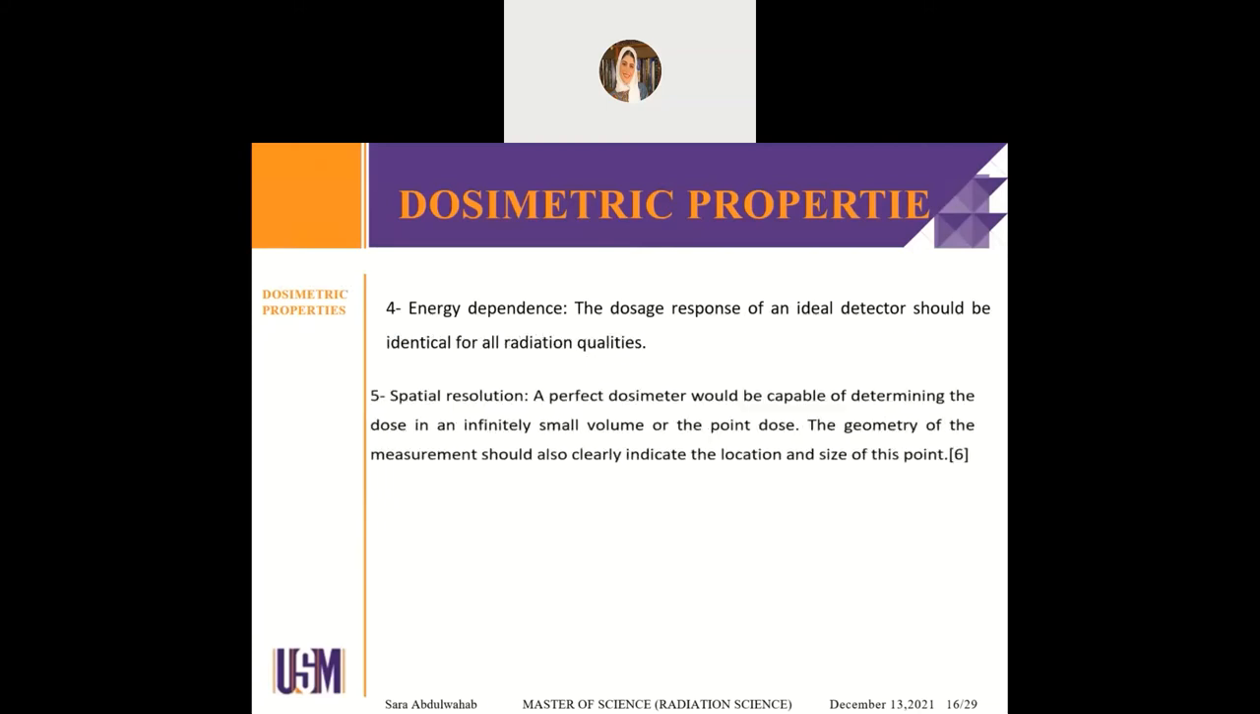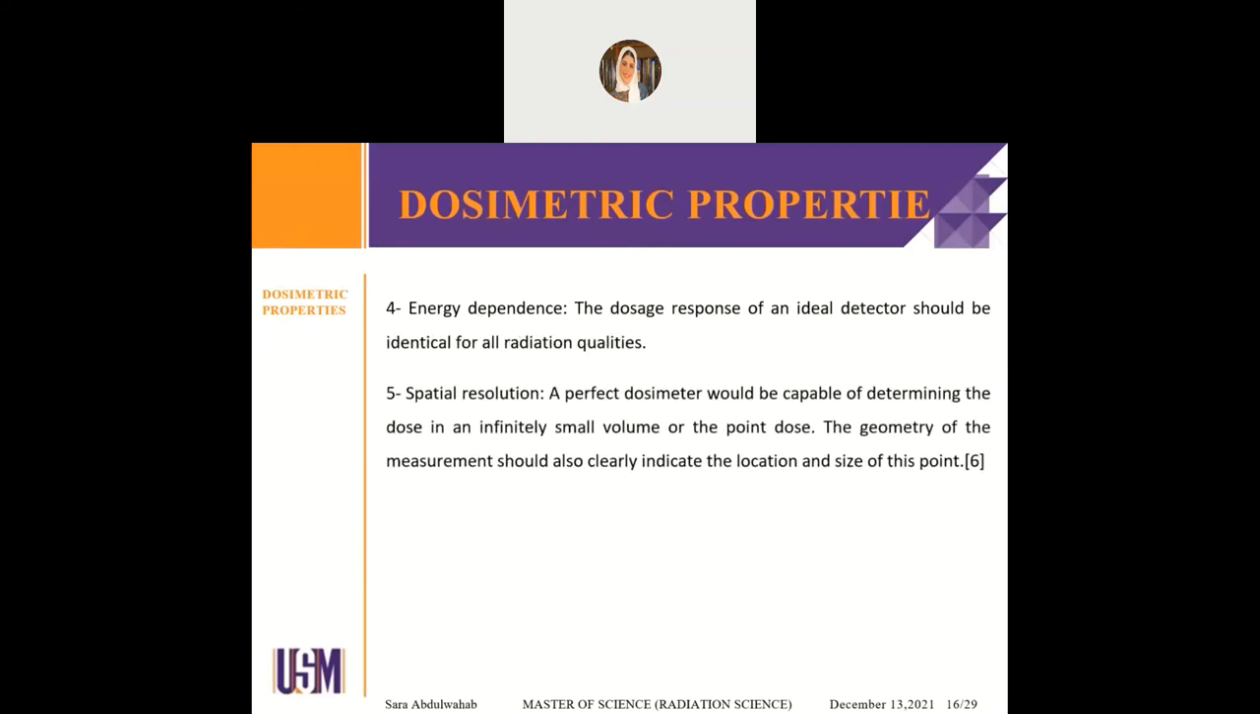Fifth and last, spatial resolution. A perfect dosimeter, again, there is no such thing, but metaphorically, we can say a perfect dosimeter would be capable of determining or detecting the dose in an infinitely small volume. It means that no matter what the volume is, no matter what the point is, the geometry of the reading should clearly indicate the location and the size of that point. That's what we mean by spatial resolution in, of course, perfect cases.